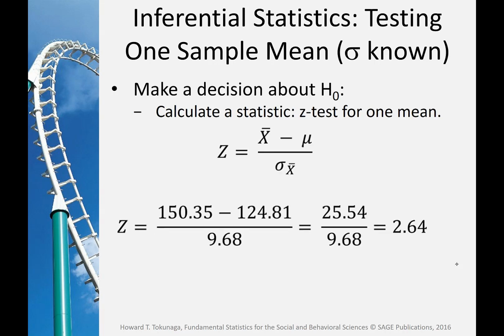So if we plug that into our equation, 150 words is our sample mean of the 20 kids we had them grab their ears, minus 124 of the population mean. That difference is 25.5. Divide that by our standard error, which is our size-adjusted variance, which is 9. Gives us a z-score of 2.64.